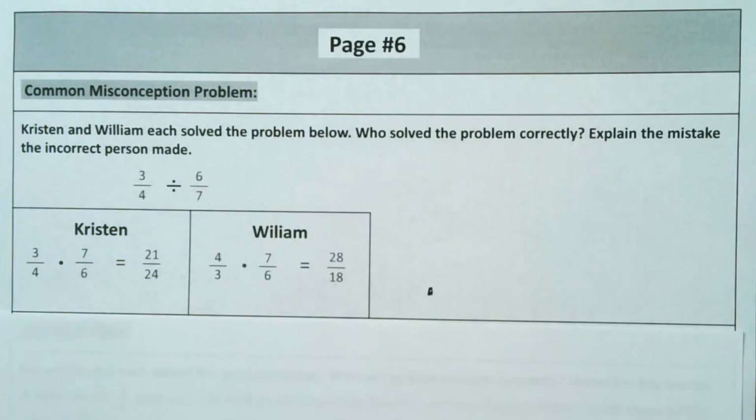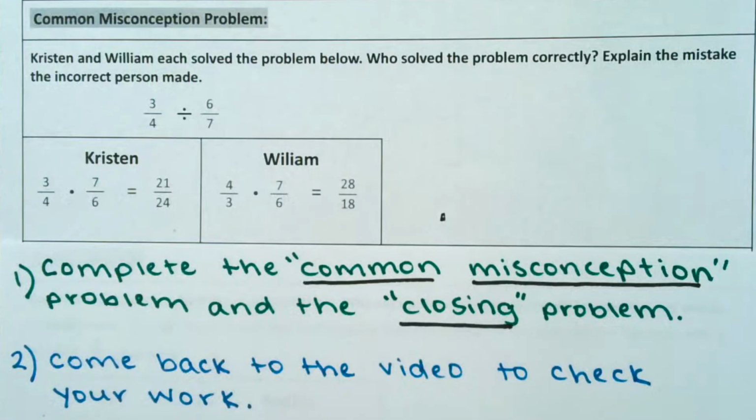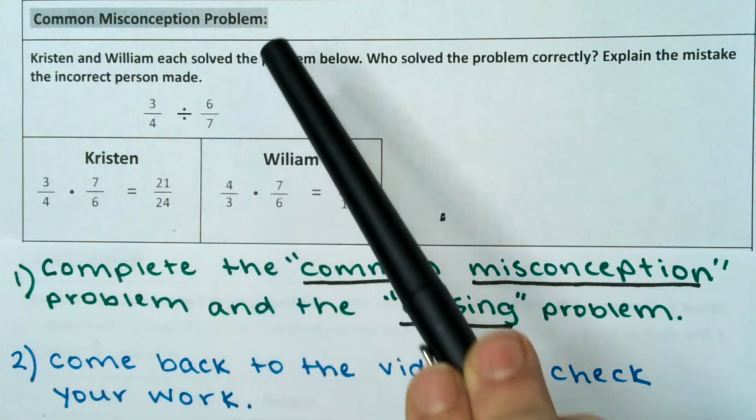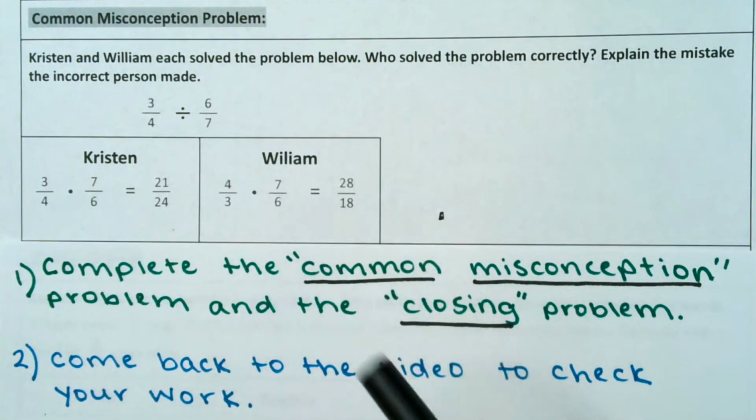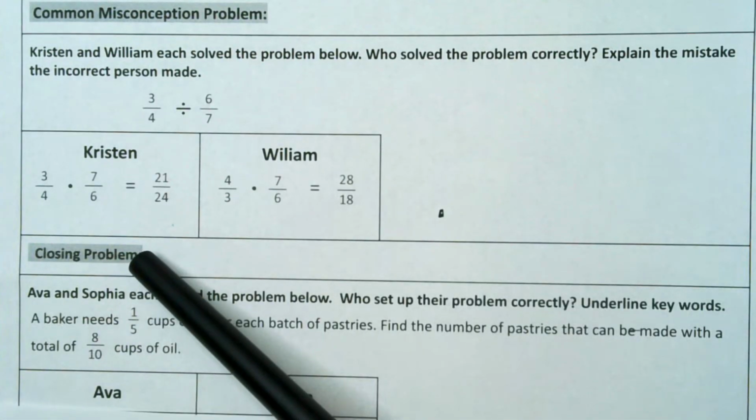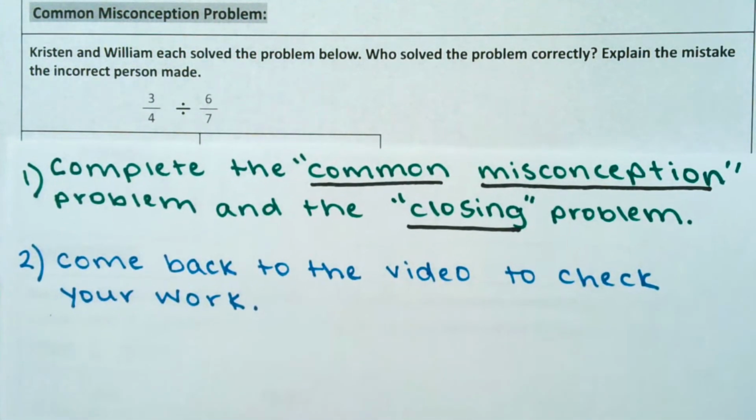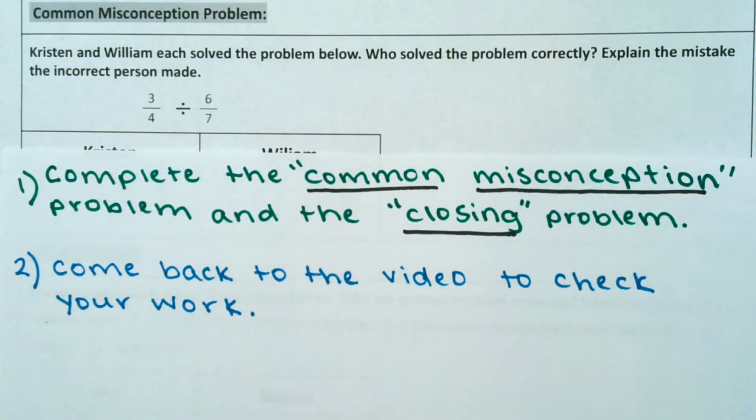Let's take a look at page 6. Page 6 says, Kristen and William each solved the problem below. Who solved the problem correctly? Explain the mistake the incorrect person made. Go ahead and complete the common misconception problem and the closing problem. The closing problem's right beneath it. Once you finish both problems, come back to the video to check your work.